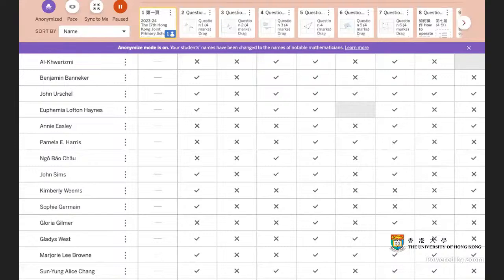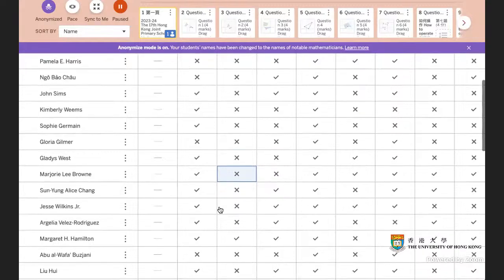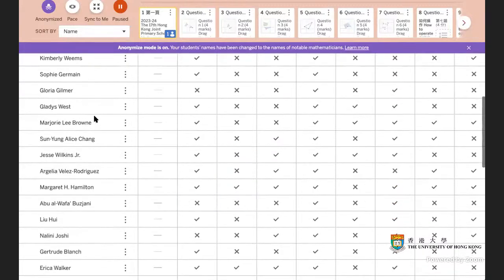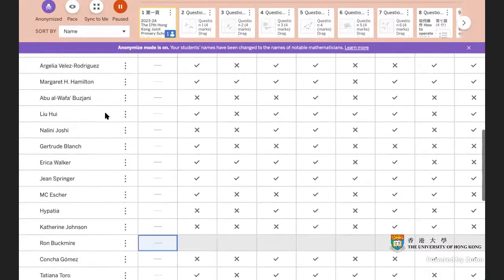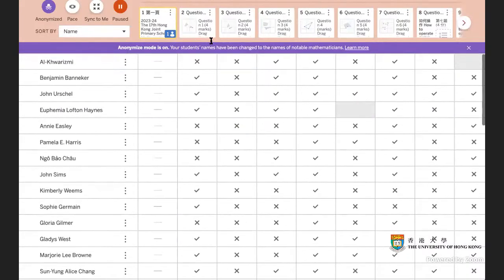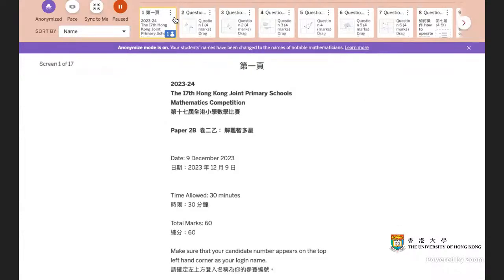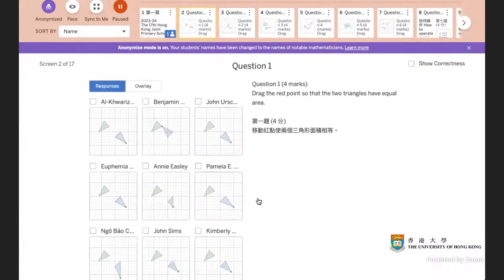And here I will show you a few dashboards, one with about 40 students participating in the contest. And through their work, maybe you have some ideas of what the upper primary students in Hong Kong can do in this competition. In each of these dashboards, you can also see the summary here. These are the names given to the students, so the real names are hidden. And also in the teacher's view, you can quickly see the responses of the students.